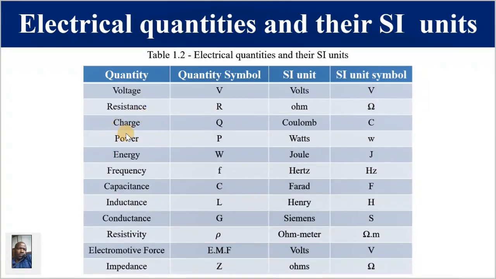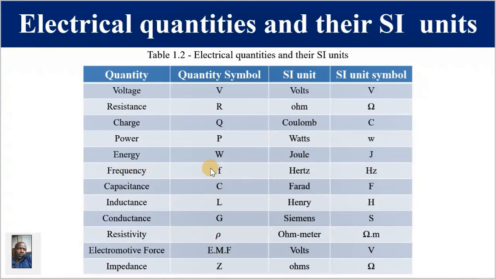Charge, the symbol for charge is capital letter Q. It is measured in coulombs, and the symbol for coulomb is capital letter C. Power, the symbol for power is capital letter P. It is measured in watts, and the unit symbol is W. Then energy, the symbol for energy is capital letter W. It is measured in joules, and the symbol is capital letter J.